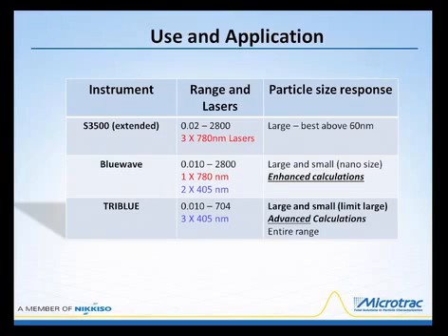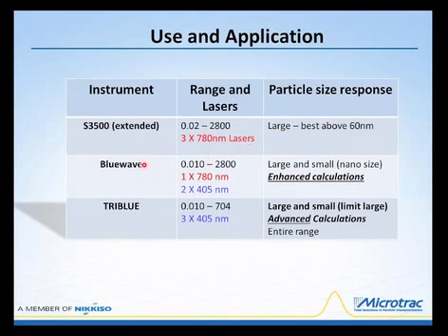The use and application of the instruments, and the ranges and the particle size response: as Jason mentioned, we actually have three different instruments. One is the S3500, which has been around for several years. We have the Bluewave instrument as well as the Tri-blue. Now the S3500 uses three 780 nanometer lasers. It can measure from 20 nanometers up to 2800 microns. Its primary use is for particles above about 60 nanometers.